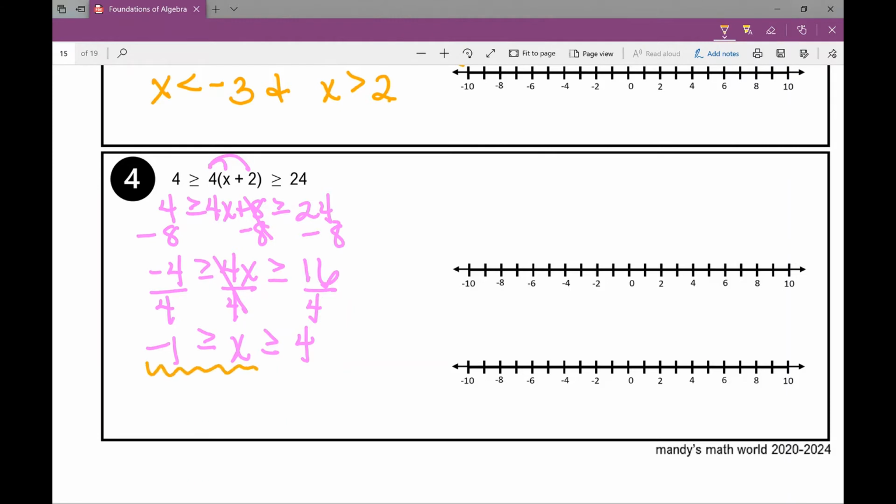I like to at least rewrite what's on the left because I really like my variable to be on the left when I'm graphing. So x is less than or equal to -1 and x is greater than or equal to 4. So let's graph this on our number line. I'm going to graph it on this top number line, and the first one right here in green.